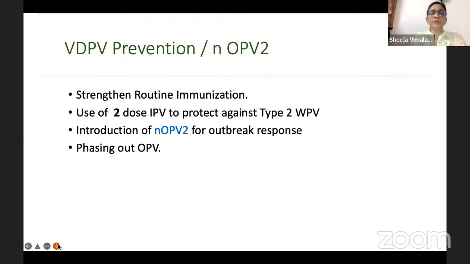How do you prevent it? The most important way of preventing VDPV is to strengthen routine immunization. Whether you're using OPV, a combined OPV and IPV schedule, or an IPV schedule, routine immunization has to be strengthened so that the vaccine virus cannot multiply in the gut of the vaccine recipients and mutate. Second dose of IPV is mandatory, and you have another important introduction, that is novel OPV2. It can come as a short note also, that is nOPV2. What is this thing? This is a monovalent OPV, which is not yet completely introduced. Its main advantage is that it is more genetically stable. So it is assumed that unlike the other OPV2, this will not mutate to form a VDPV. And subsequently, naturally, phasing out of OPV is important. So these are the measures of VDPV prevention.